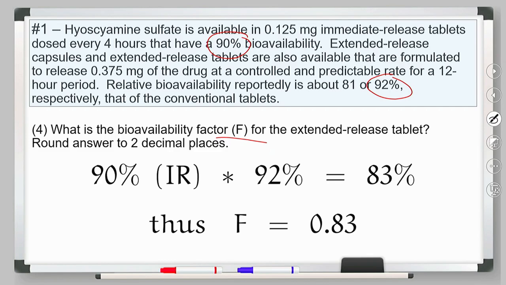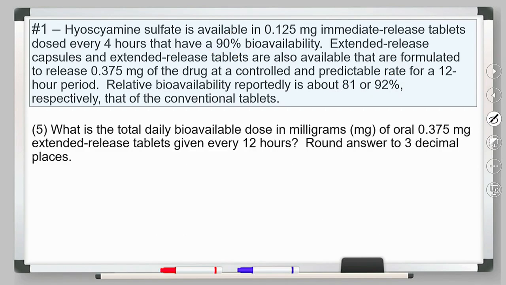So basically 92% of 90% gives me an absolute bioavailability of 0.83 for the extended release tablets. So now let's calculate the daily dose of the tablets. Do the same thing we've done now twice. Calculate for me, knowing that the tablets have the same strength of 0.375 milligrams.